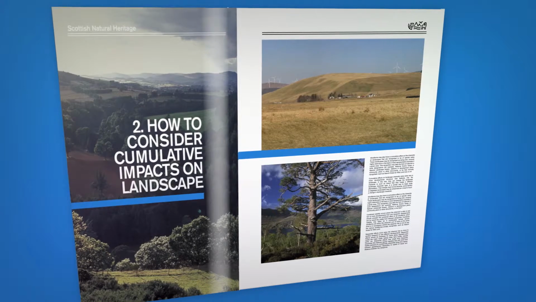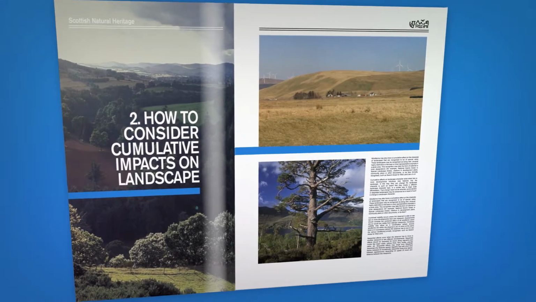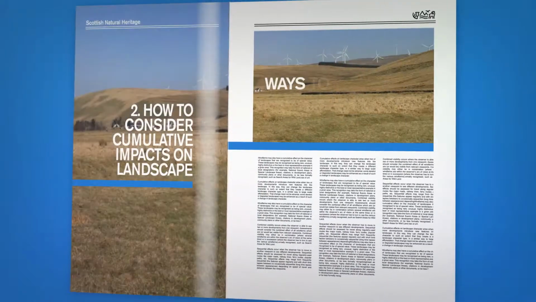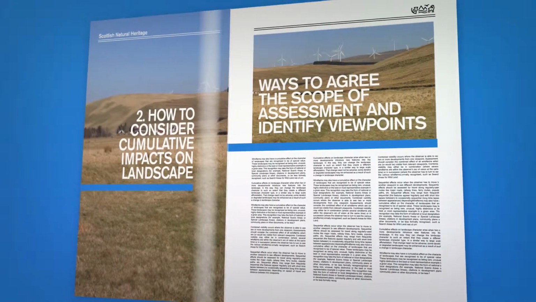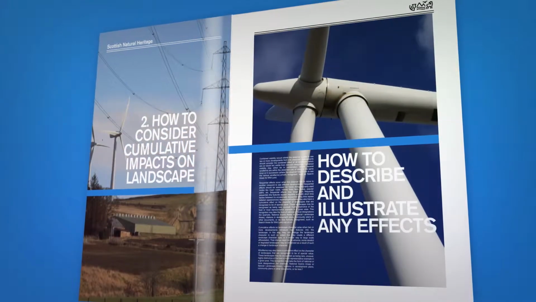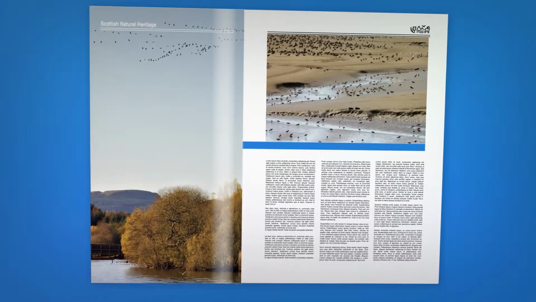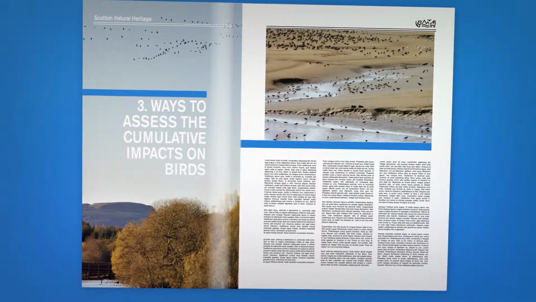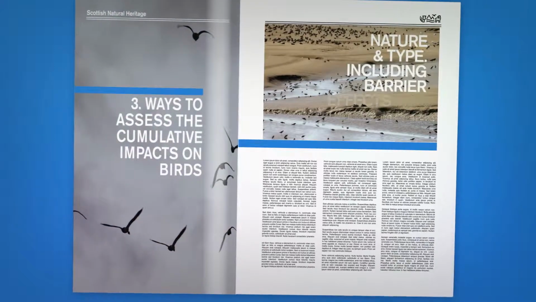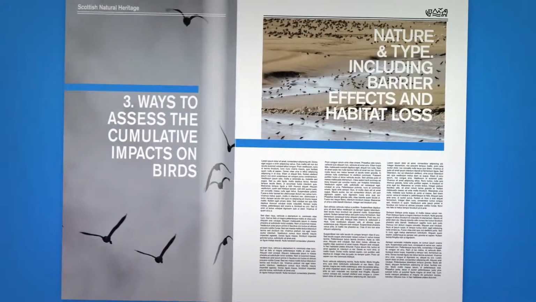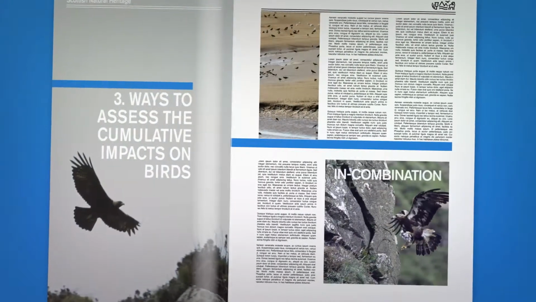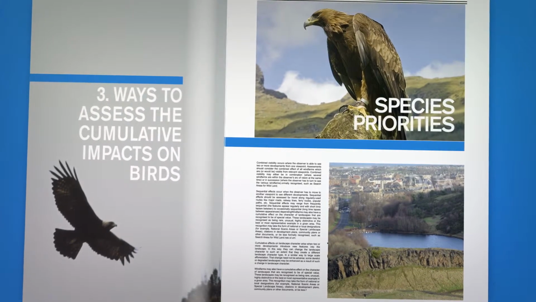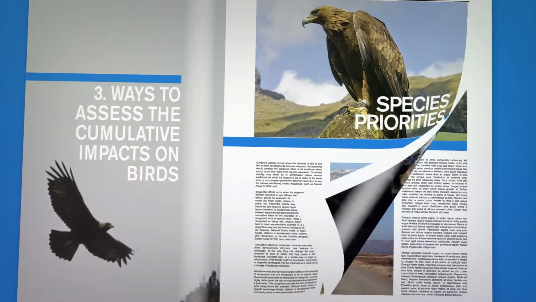In showing how to consider cumulative impacts on landscape, the guidance explains how to differentiate between landscape effects and visual effects, ways to agree the scope of the assessment and identify viewpoints, and how to describe and illustrate any effects. As well as this, our document advises on how to assess the cumulative impacts on birds. It explains the nature and type of cumulative impacts, including barrier effects and habitat loss, what is meant by in-combination impacts, how to decide on species priorities, collect data and present that data.